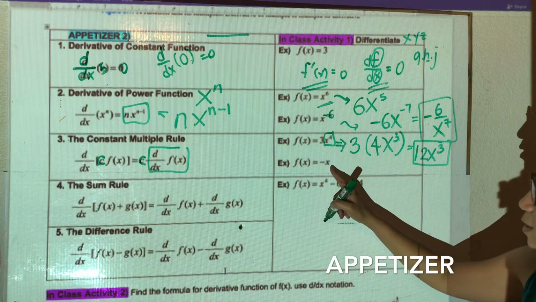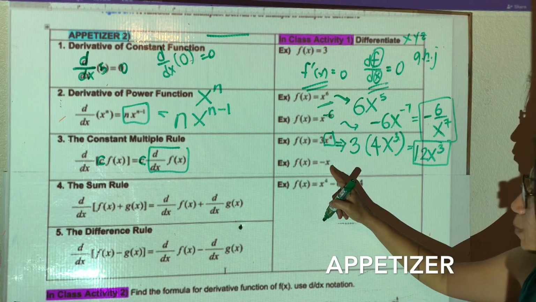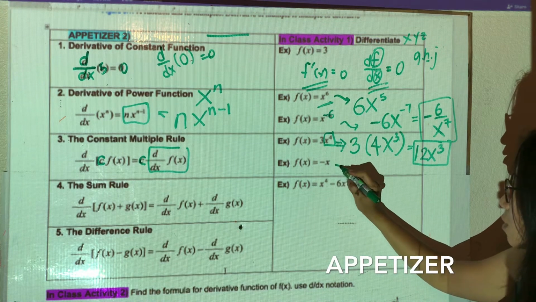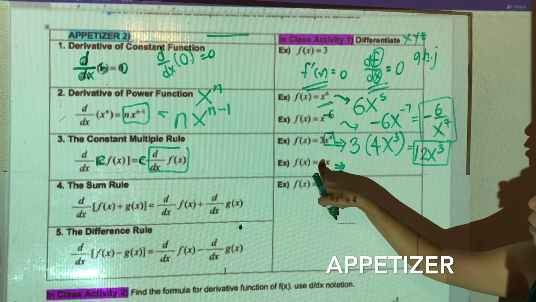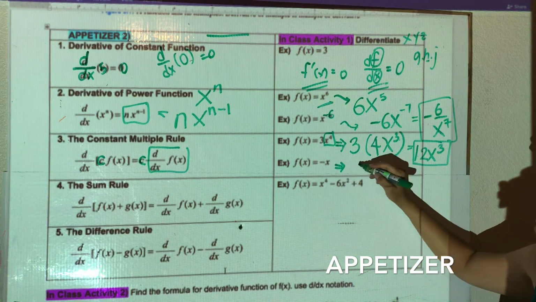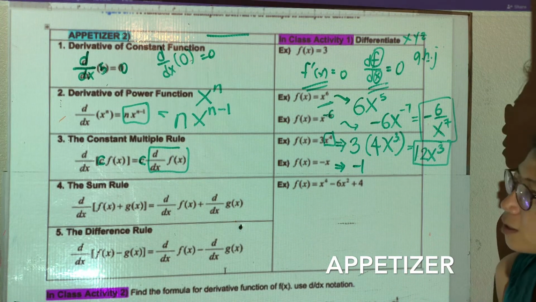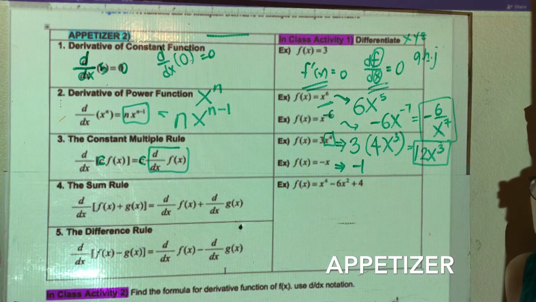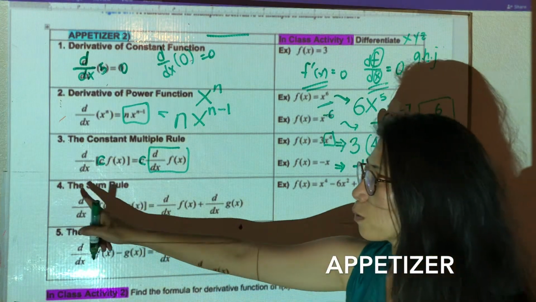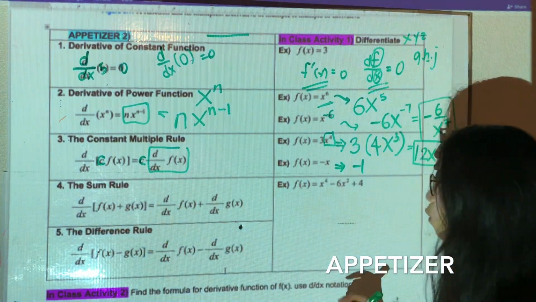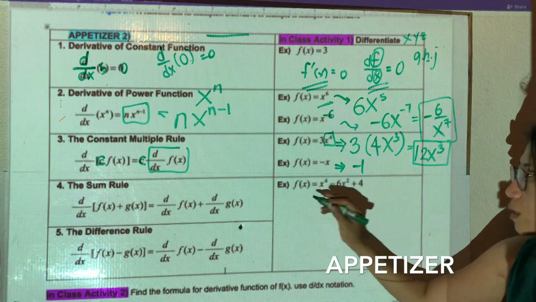So I want to try the next one. What will be the rule? This one is the same thing. You can just take the negative out, take a derivative which is 1. So my answer is negative 1. Sometimes the easy one is confusing, right? Number 4. So we also have seen this one. Can we take a derivative?